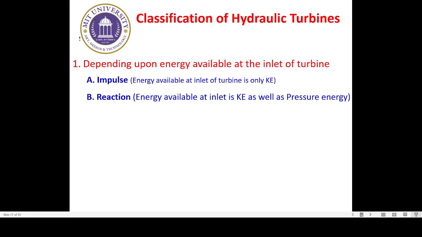This is because as the water flows over the vanes or blades, the pressure is atmospheric from the inlet to the outlet of the turbine in an impulse turbine. Whereas if at the inlet of the turbine the water possesses both kinetic energy as well as pressure energy, we call such turbines reaction turbines.